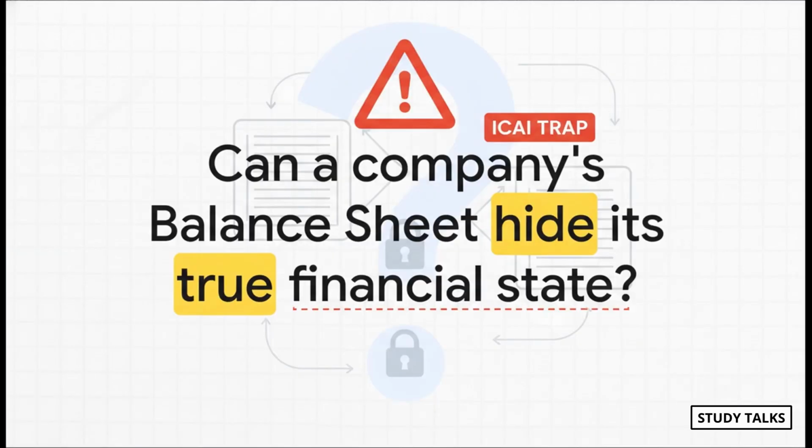You're in the exam hall, you flip open the paper, and there it is, a balance sheet. At first glance, everything looks pretty good. The assets seem solid, share capital is high, and your first instinct might be, hey, this company is doing great. But what if that's the trap? What if that's exactly what the examiner wants you to think, right before you start losing marks?